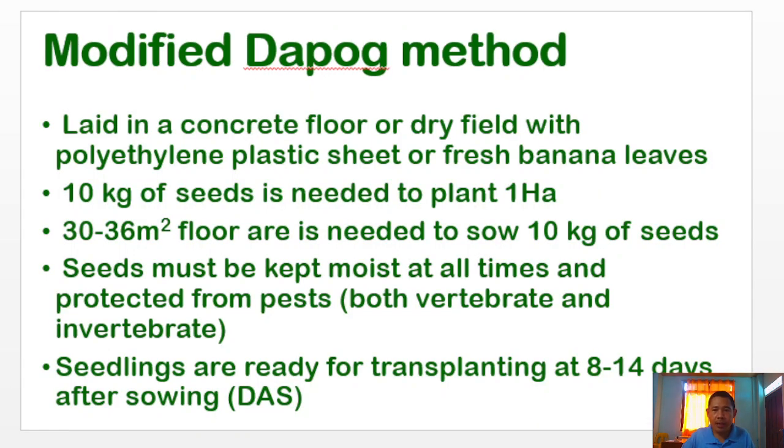Then we have the modified Dapog. It is the same as the Dapog, but the difference is that the concrete floor or dry field with the plastic sheet or fresh banana leaves is laid with rooting media or soil media. So here only 10 kilograms of seeds is needed to plant 1 hectare of rice field. You need about 30 to 36 square meters of floor area to sow 10 kilograms of seeds. Seeds must be kept moist at all times and protected from pests. Seedlings are ready for transplanting at 8 to 14 days after sowing.